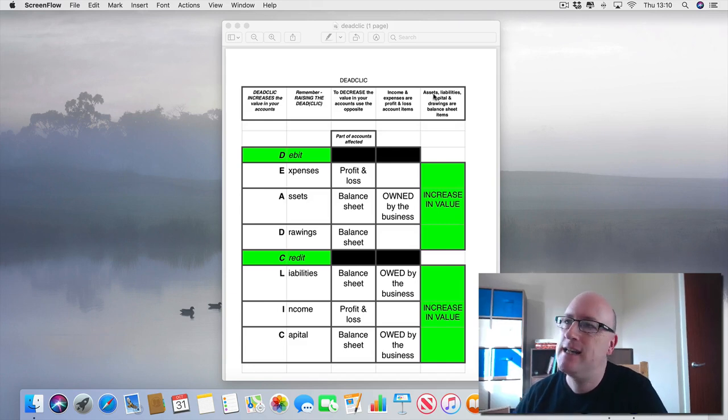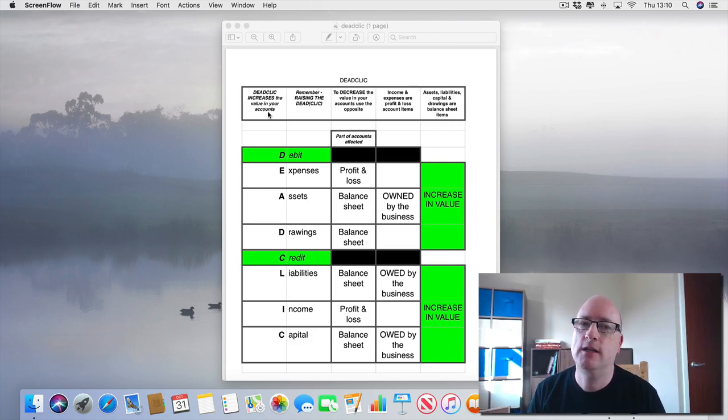Now DEADCLIC stands for debit: expenses, assets and drawings, and credit: liabilities, income and capital. That's what DEADCLIC stands for. So it's really important to remember that the D of DEADCLIC is debit, and the first C in DEADCLIC is credit. So I'm just going to go through these few little notes that I've made at the top here. DEADCLIC increases the value in your accounts.